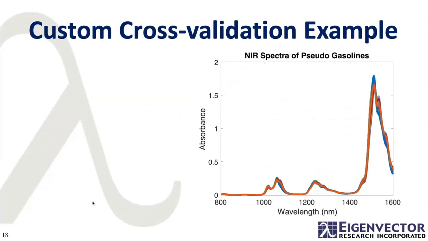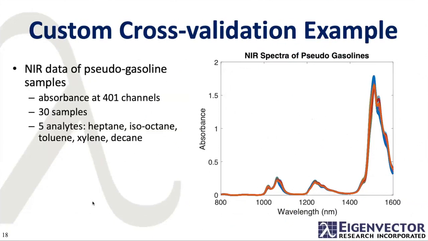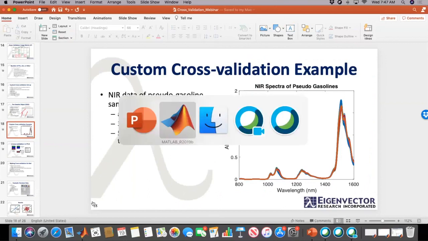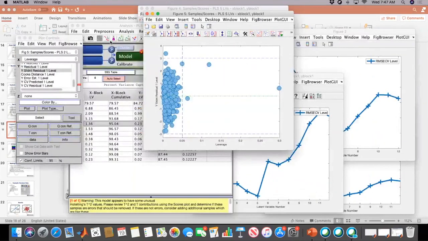So here it is, near-infrared spectra of pseudo-gasolines. There are 30 samples. It's the absorbance at 401 channels from 800 to 1600 nanometers. And there are 5 analytes in this: heptane, isooctane, toluene, xylene, and decane. Okay, so I'm going to go to MATLAB and I'm going to close this.